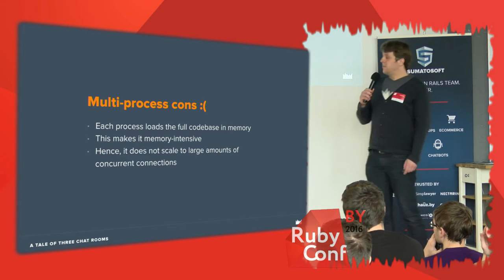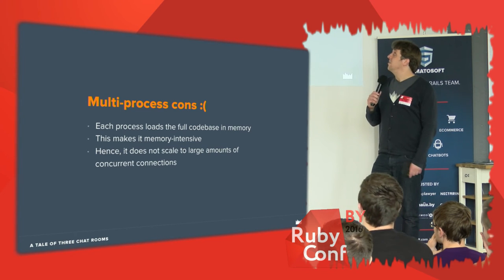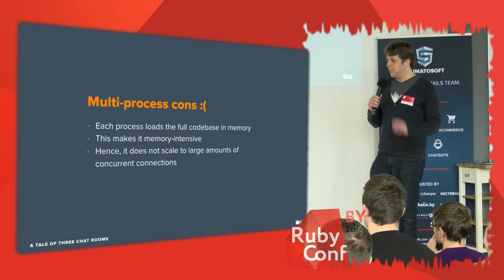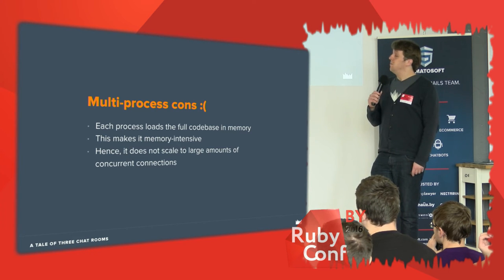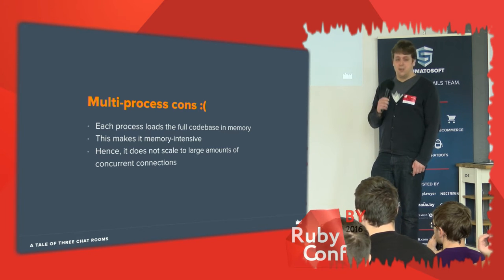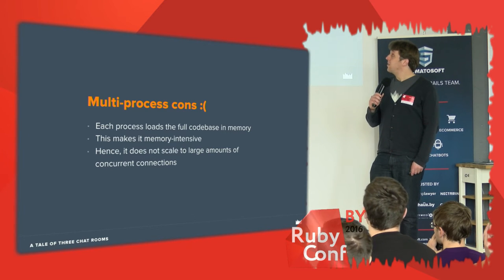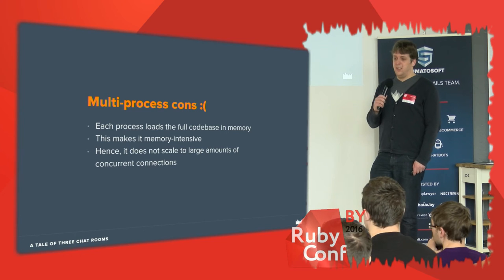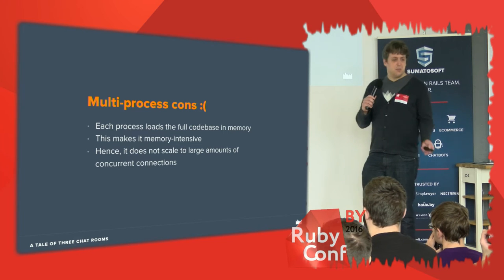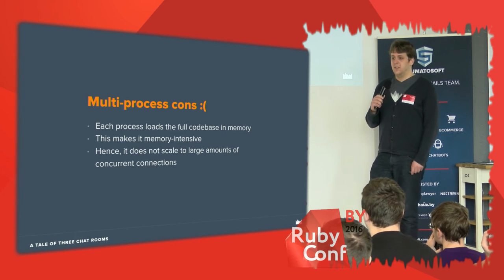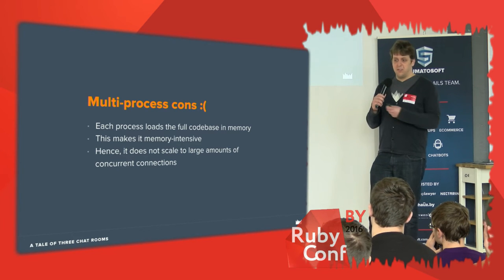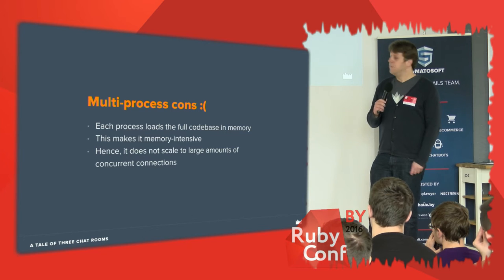There's also a few cons. So each process loads the full code base in memory. That's not entirely true, but mostly. So you spend a lot of memory and operating system resources on this approach. It's nice if you handle HTTP requests, for example, because then you don't have that many concurrent connections. But for a chat system, it basically makes no sense at all.